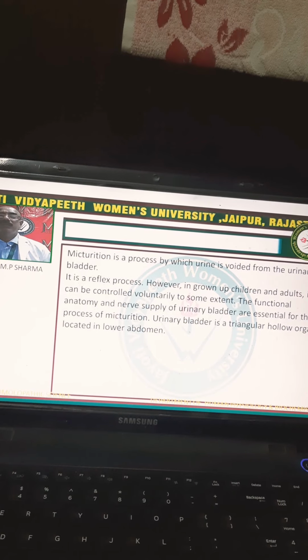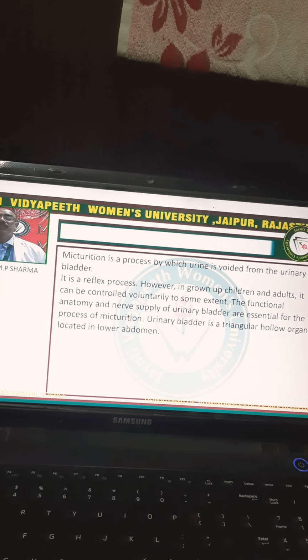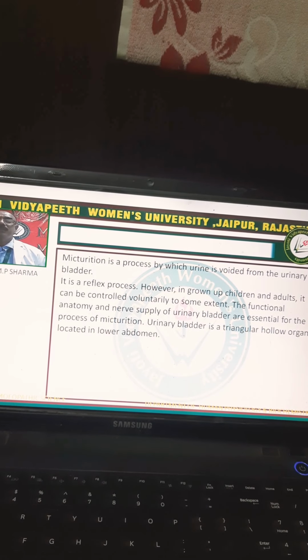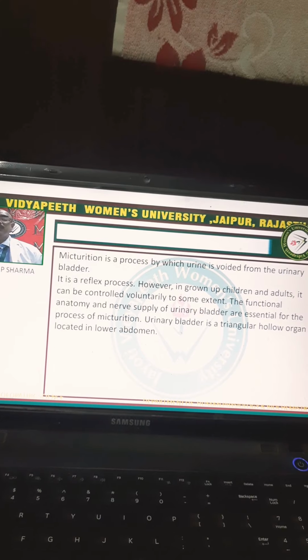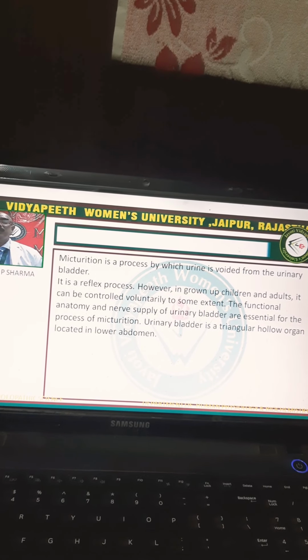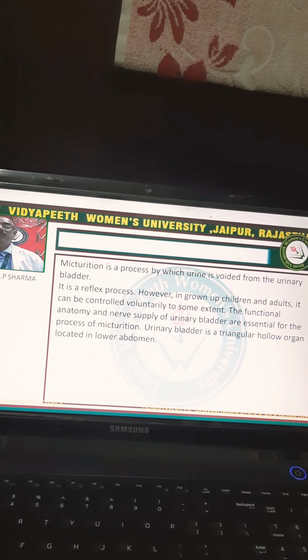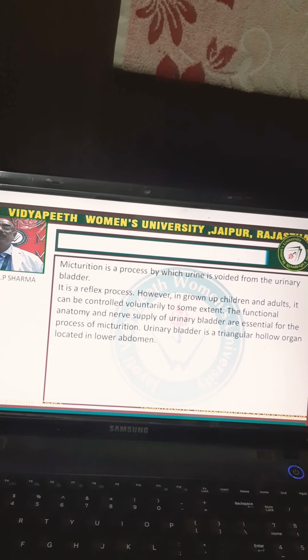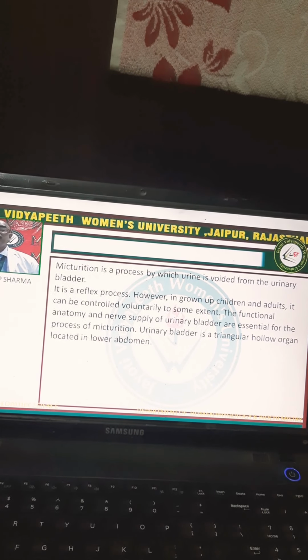So, micturition is a process by which the urine is voided from the urinary bladder, and it is a reflex process. However, in grown up children and adults, it can be controlled voluntarily to some extent. The functional anatomy and nerve supply of the urinary bladder are essential for the process of micturition.